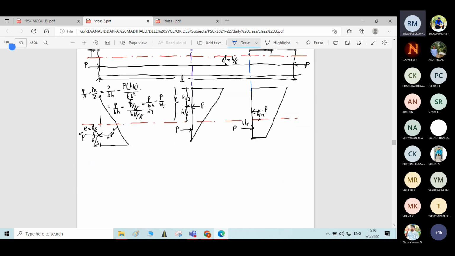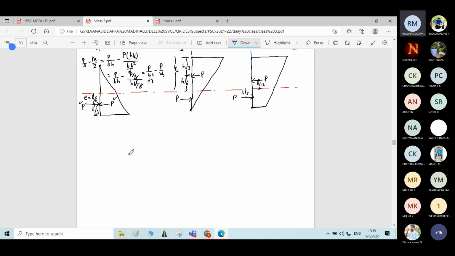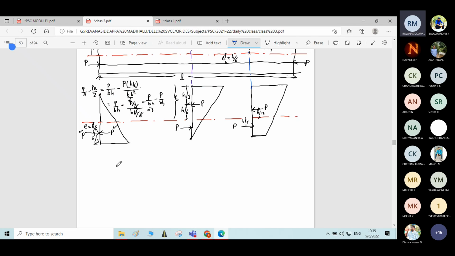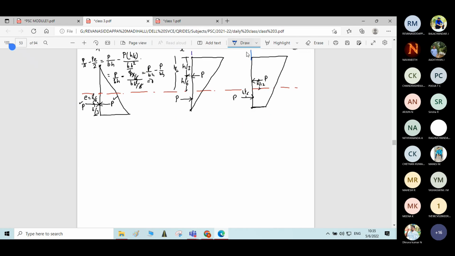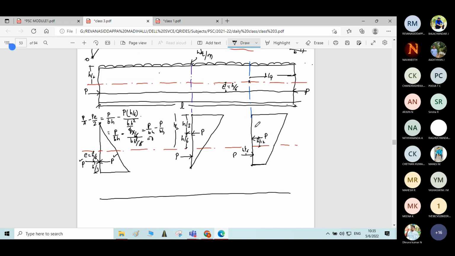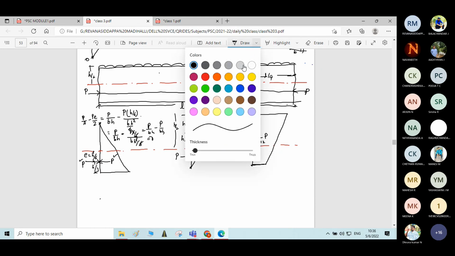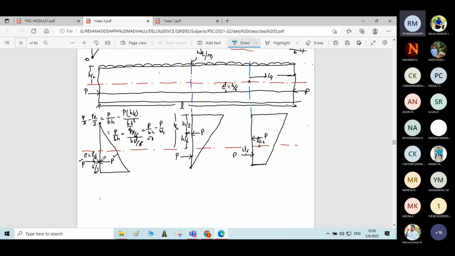Now let me write the combined thrust line at each and every point. Let me show it in this diagram only, instead of drawing one more diagram. Now I'll write the thrust line, students. At the support, where is the location of the thrust line? It is at the point where the pre-stressing force is applied. You can see here.